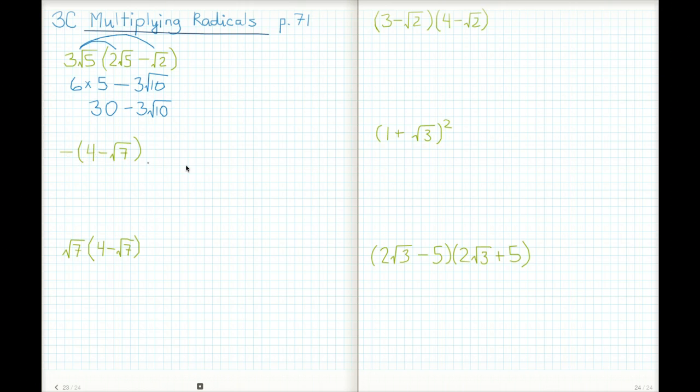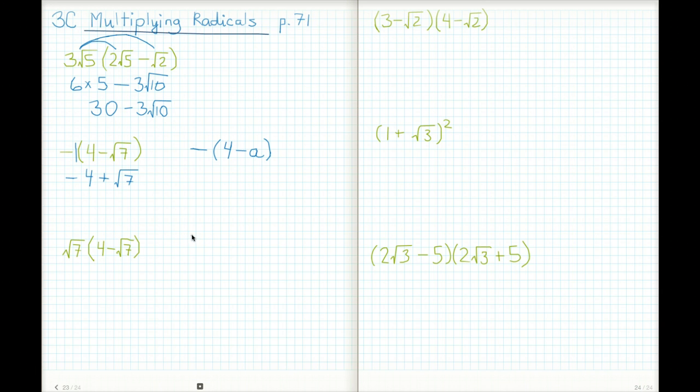So here you can also compare this to algebra. If I think about it as minus 4 minus a or something like that, I follow the same rules. Think of this as a negative 1, because there's no number outside the brackets. So negative 1 times 4 is negative 4. And negative 1 times a negative square root 7 is going to be a positive square root 7.